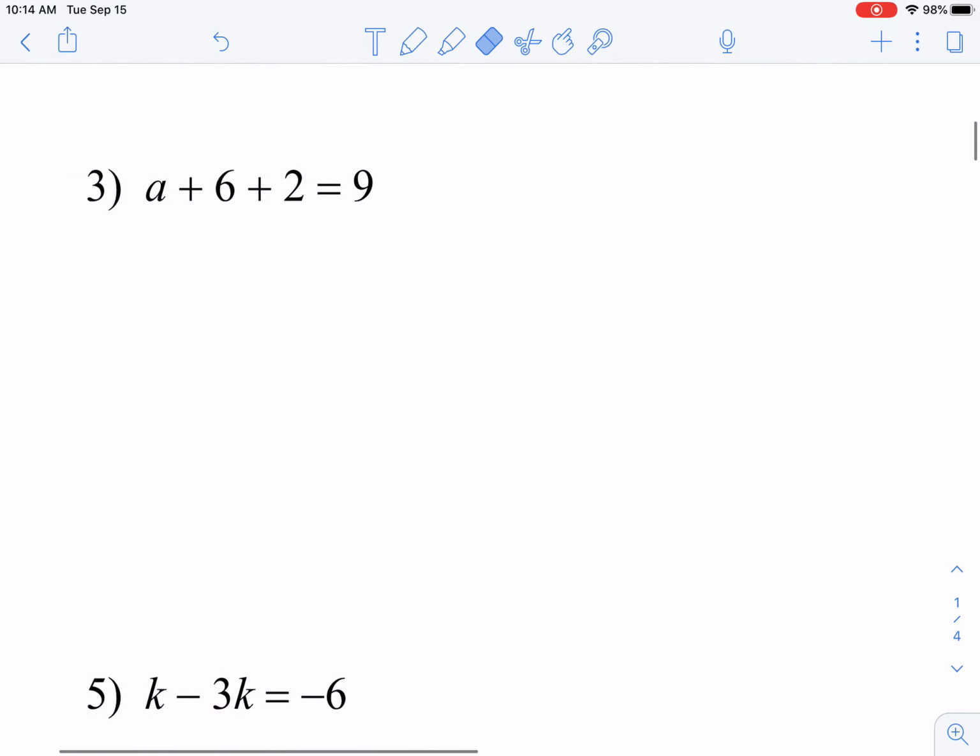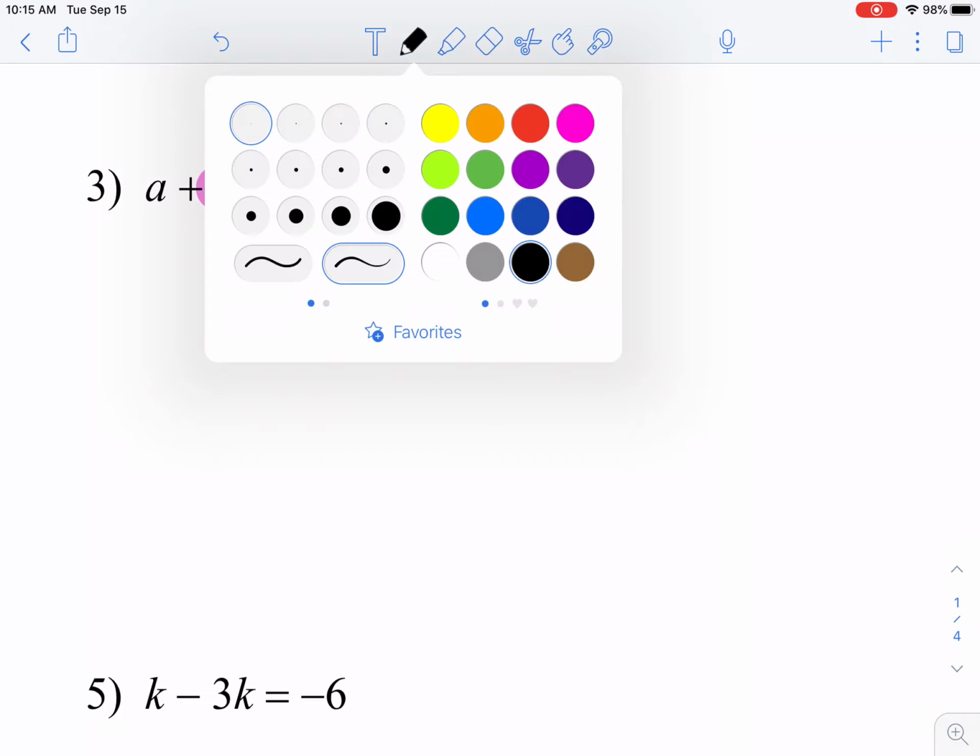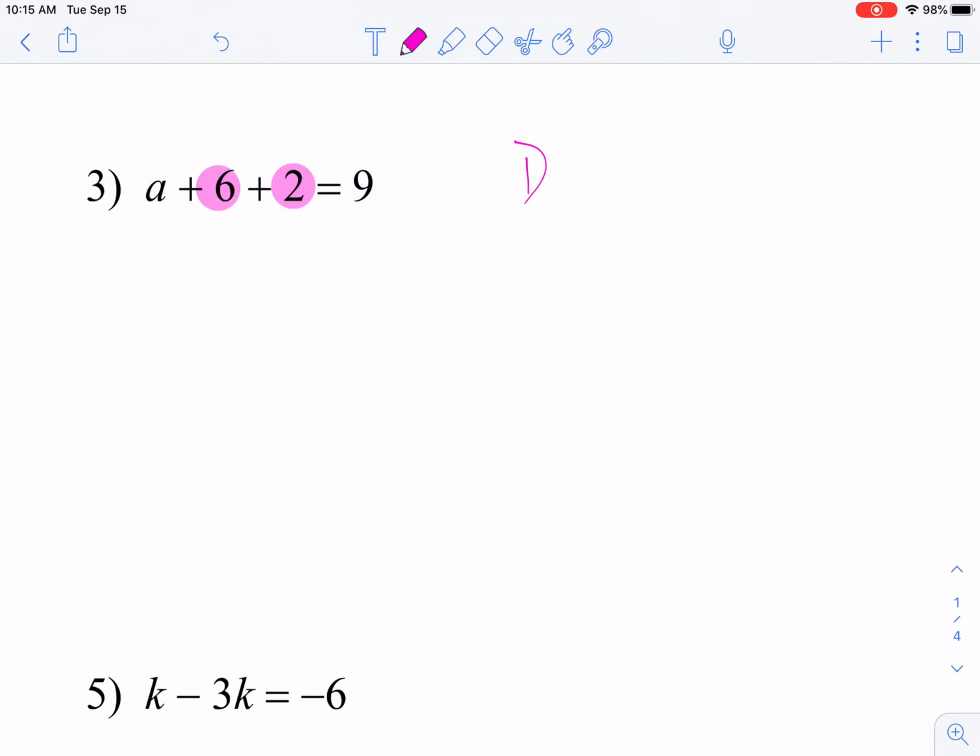For problem number 3, we're going to combine regular numbers. So we're going to look at 6 and 2. So this is still combining like terms. So this is combining. And so 2 plus 6 is 8. Remember, when you're combining, you're always combining. You put the plus sign there, equals 9. You might be wondering how I knew it was a plus sign right here. It's because it was a positive 8. If it would have been negative 8, I would have put minus.